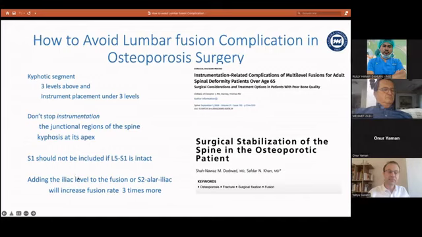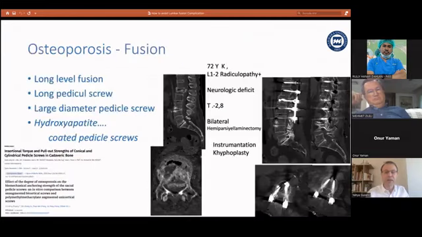So if we must go to S1, we put an interbody graft between L5 and S1, and sometimes we add iliac screws and sometimes S2 screws, because we know that if we go to the iliac and S2, the fixation rate is 3 times more than in other parts in osteoporosis patients. And this patient has a neurological deficit and osteoporosis, and there is a fracture here.